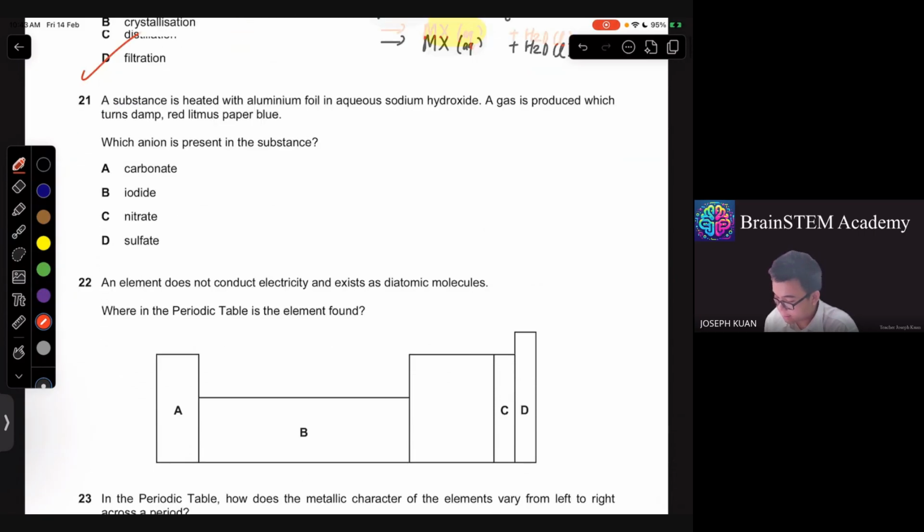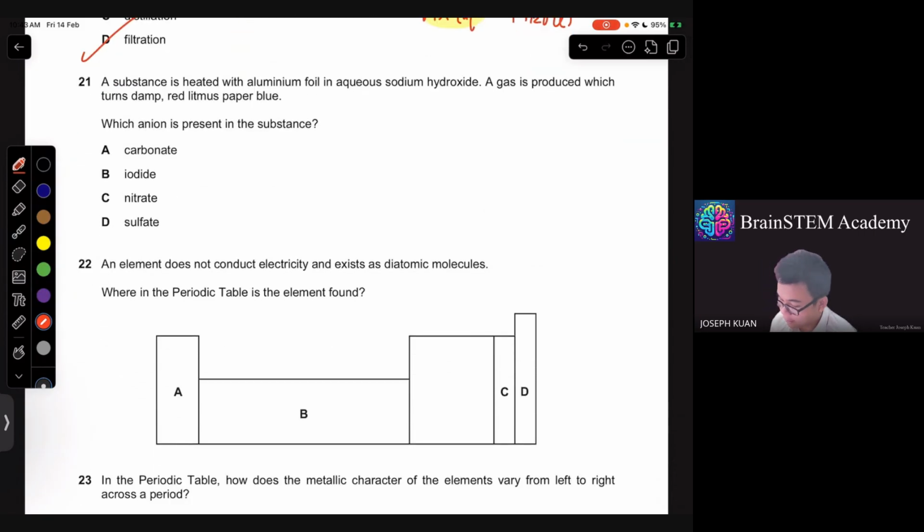Let's move on to 21. A substance is heated with aluminium foil in sodium hydroxide. A gas is produced which turns damp red litmus paper blue. Which anion is present in the substance? Now, the keyword here is that it's heated with aluminium foil in aqueous sodium hydroxide. These three reactants are used in the nitrate test. So answer is C.